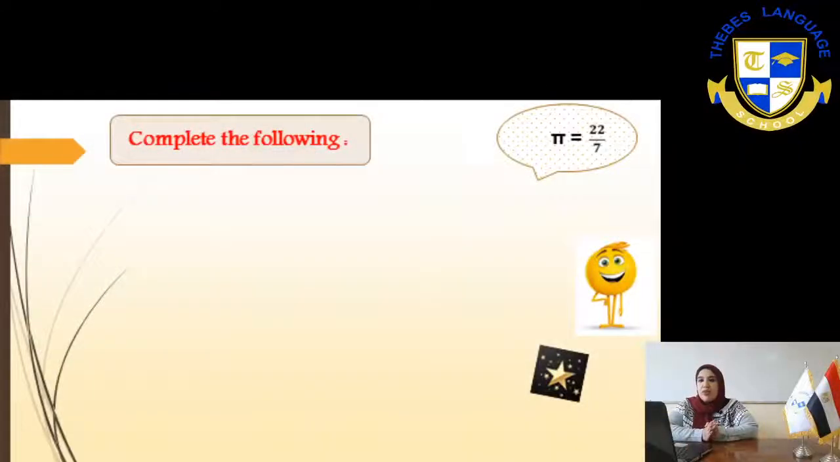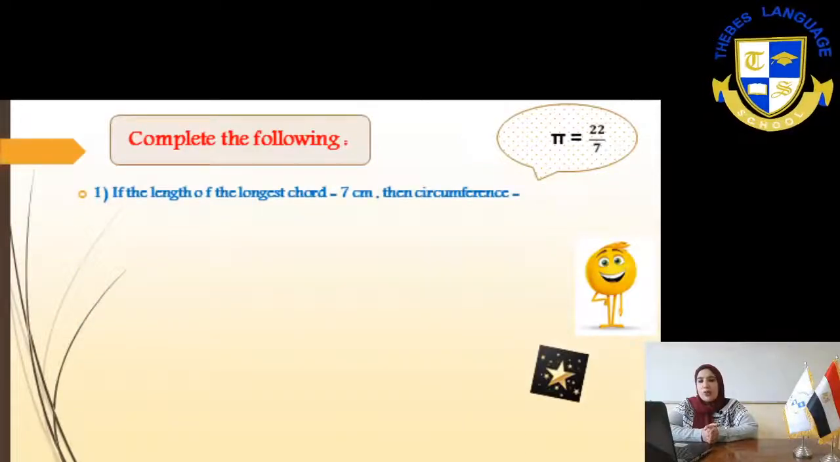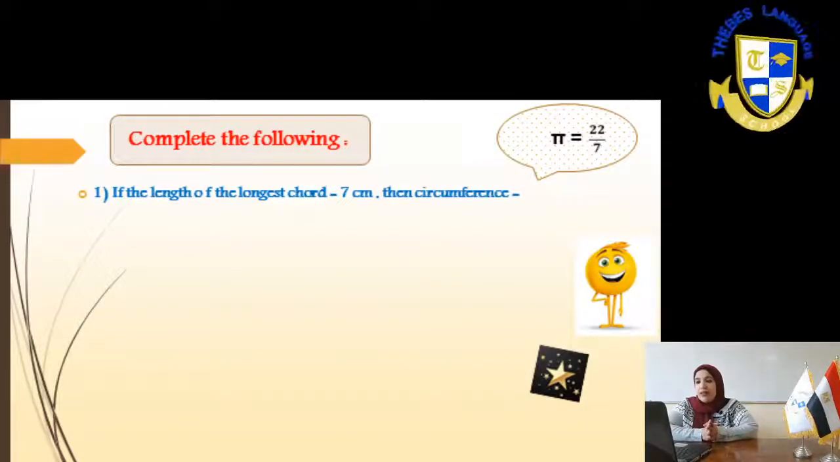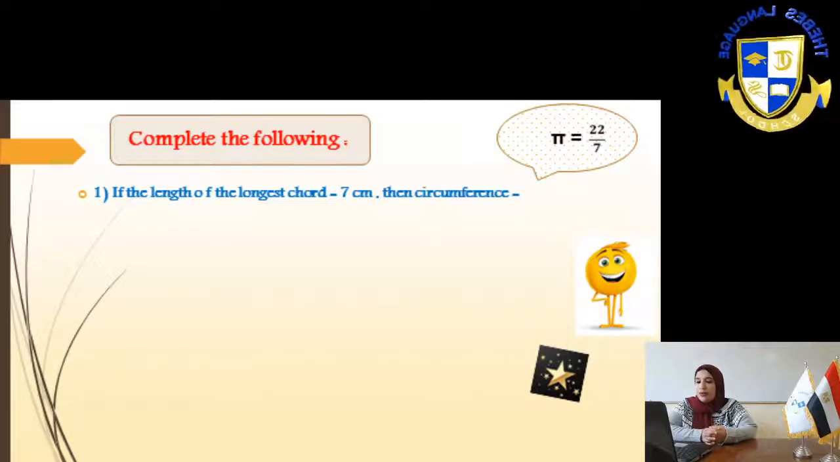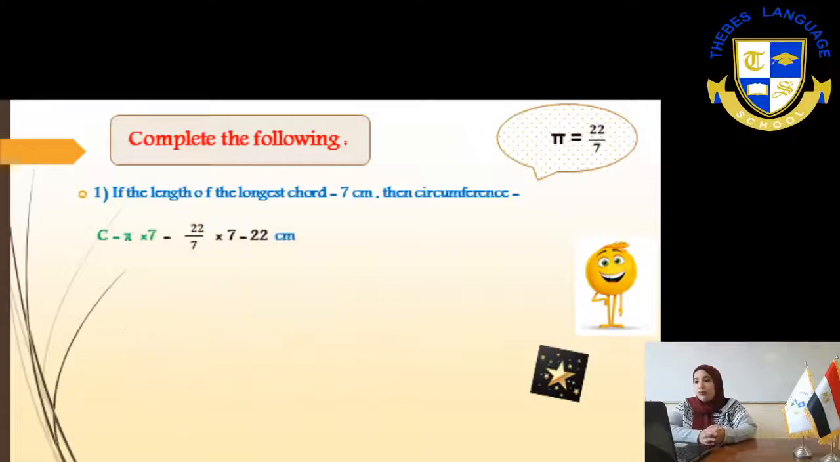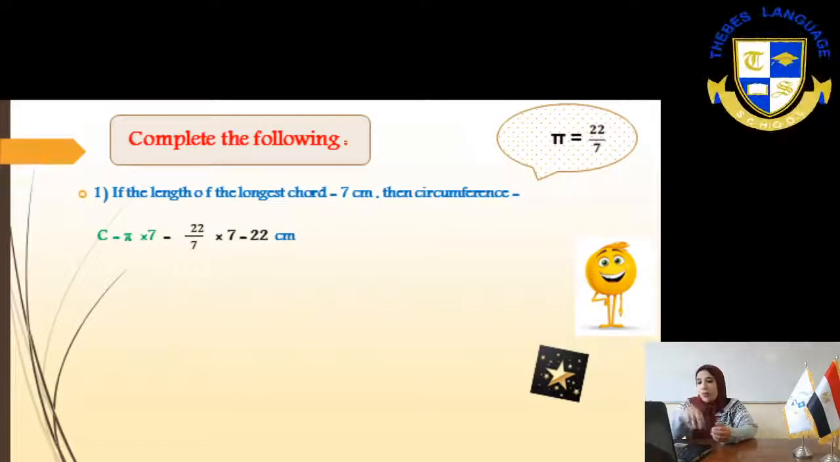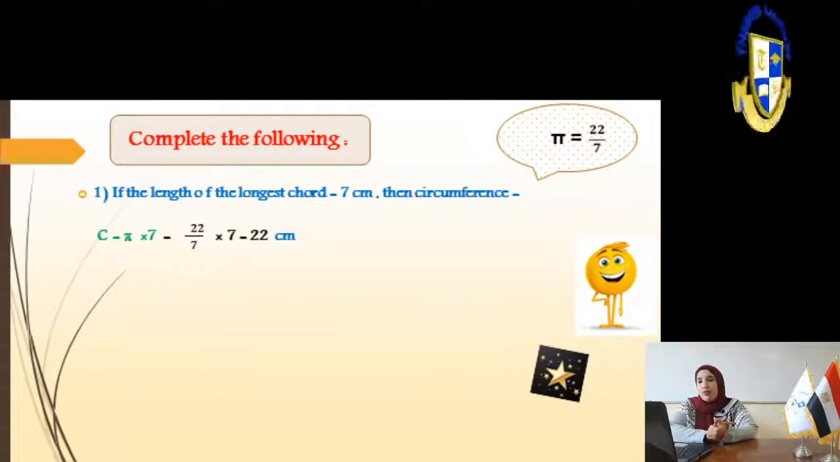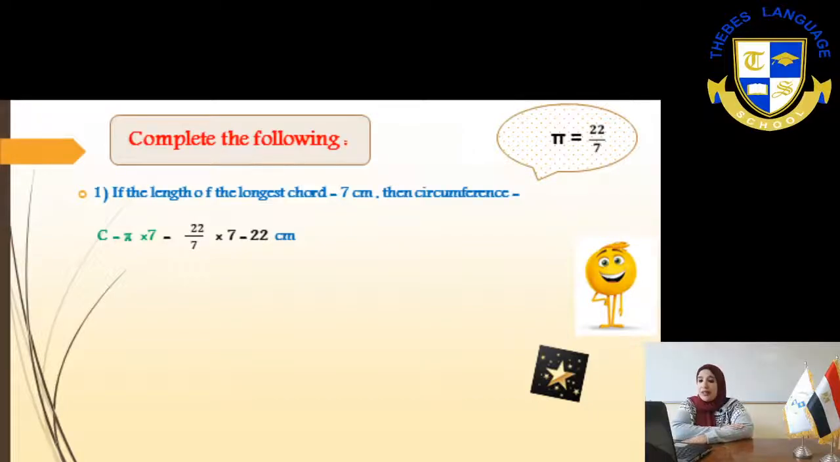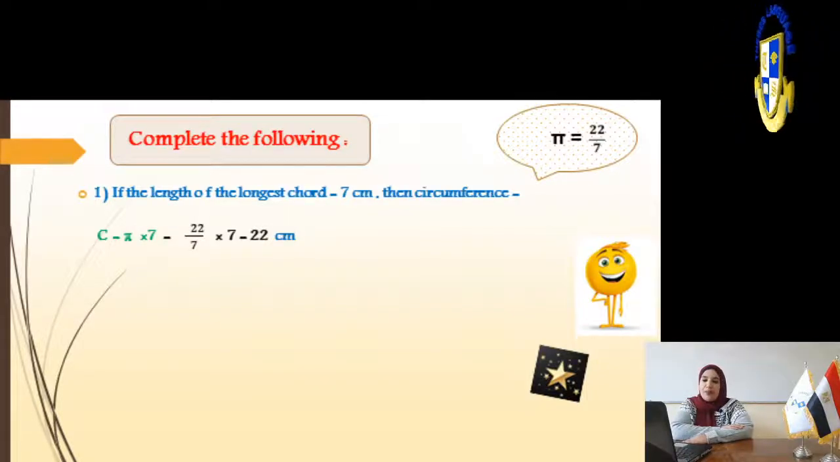Now, complete the following. If the length of the longest chord, what is meant by longest chord? Diameter. If the length of the diameter equals 7 centimeters, then the circumference equals. Here I told you that the value of pi you use in this question will be 22 over 7. So circumference will be pi multiply d. 22 over 7 by 7. The answer will be 22 centimeters.